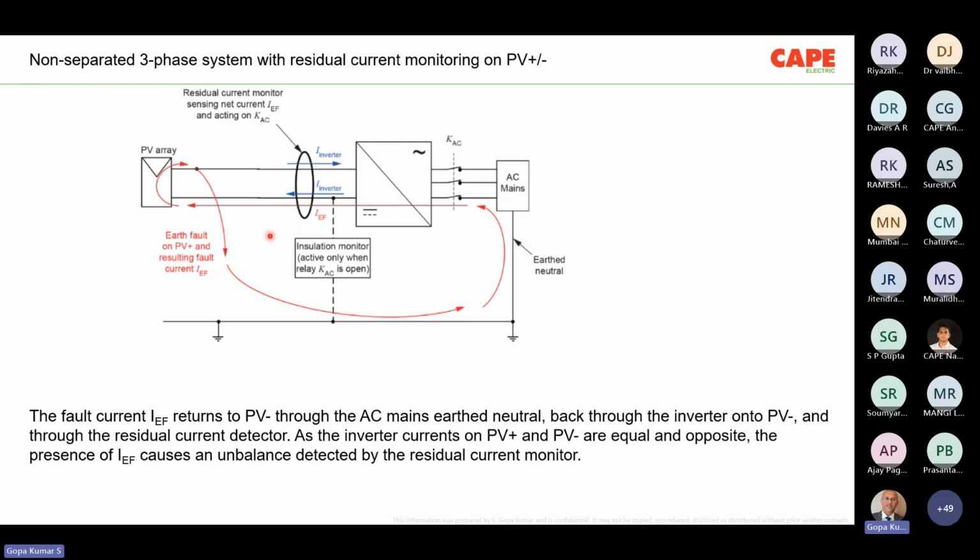So basically, whatever I explained is also typed here. So in case of any fault, especially earth fault, the fault is detected in this particular case. But please note that on the AC side, there is no electrical separation between the mains and the AC of the inverter. So the neutral earthing of the transformer plays a major role, because this is the fault return path in this particular case.